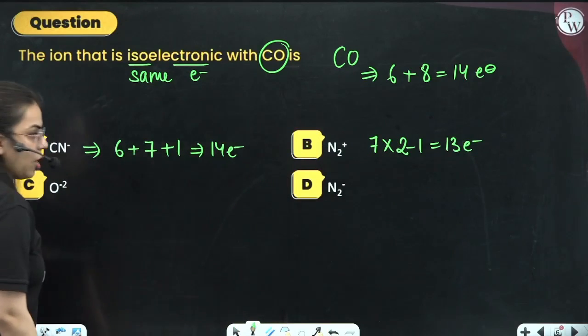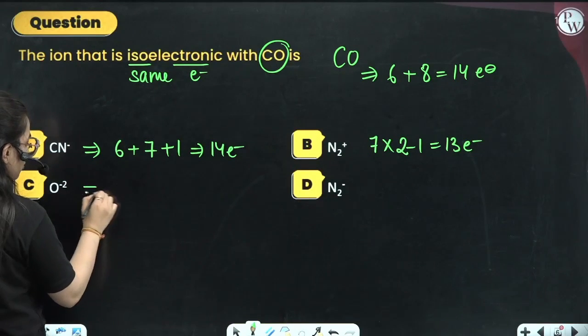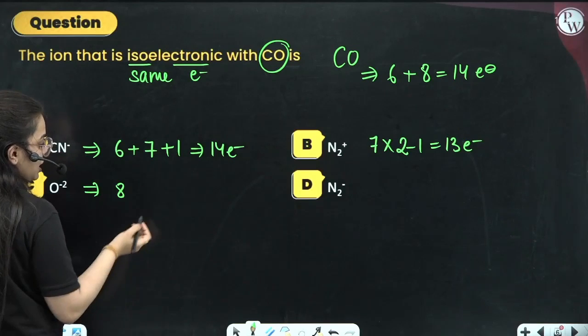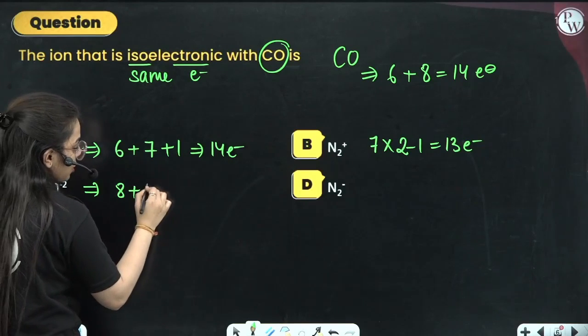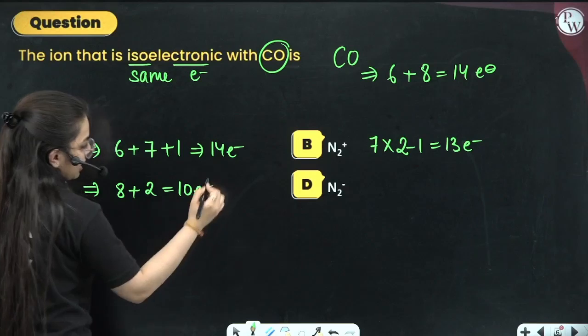Now coming to the C option, it is O2 negative. For O2 negative, for oxygen it is 8. Now it is minus 2, so we are going to add 2. That comes out to be your 10 electrons, right?